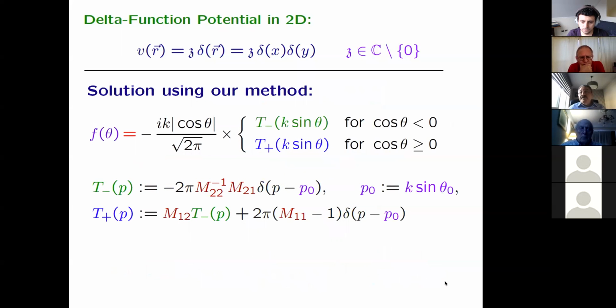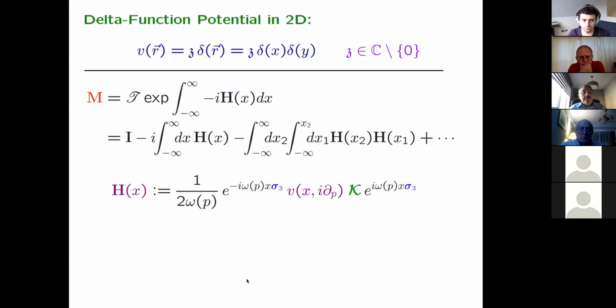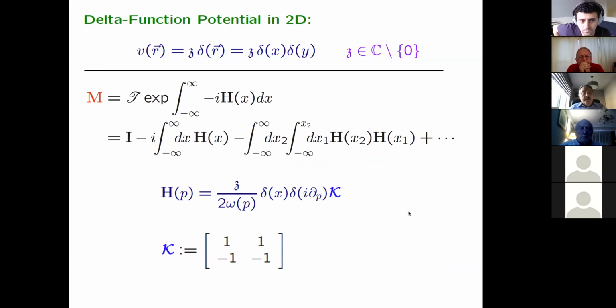Okay, now let's do it our way using this transfer matrix formalism. Again, to remind you, I need to calculate the transfer matrix M. From the transfer matrix, I should get this T minus, T plus and put it here, get F. So we first calculate the transfer matrix, and then we solve this equation, which is the same as this equation. It's an integral equation. The transfer matrix, again, this is the Dyson series expansion. This is the form of the Hamiltonian. And now I have the potential to be this. I substitute this into the expression for the Hamiltonian, and this is what I get.